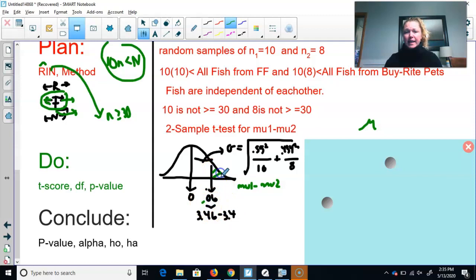And I'm looking for this area. It is only one-sided, okay? That means it's a greater than problem or it's a less than problem. It is not a not equal to, where we'd shade on the other side as well.